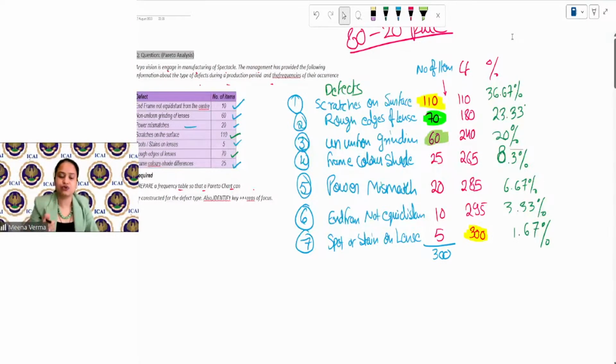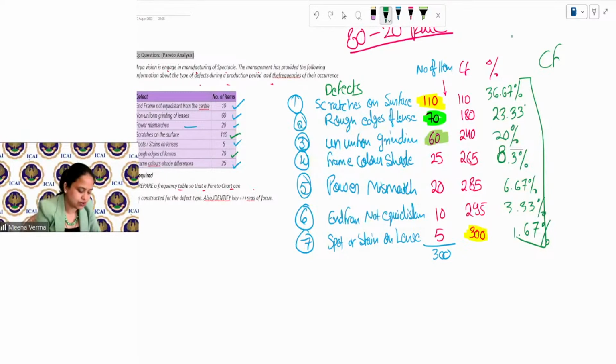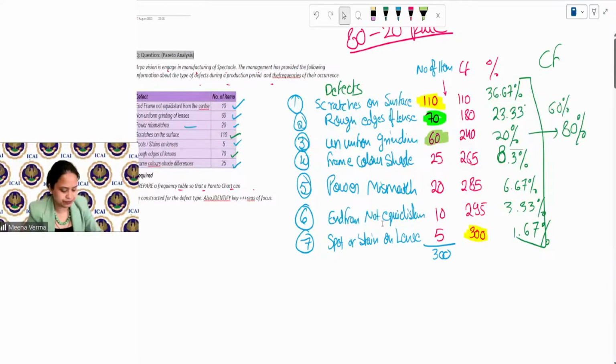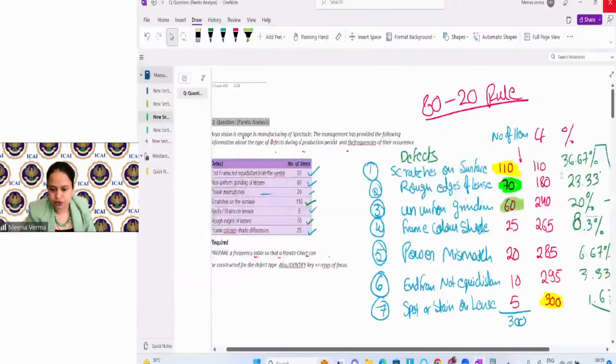Now, since we have to see the 80-20 rule, just add these percentages. Find the cumulative percentage. The first value is 36.67% plus 23.33%. This will give you 60% here. And if you add 60 plus 20, it will give you 80%.